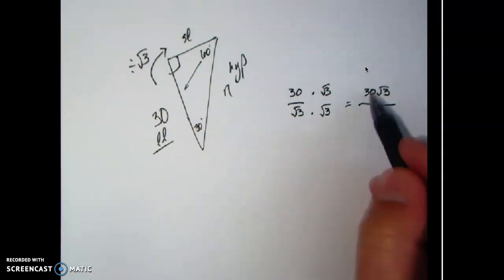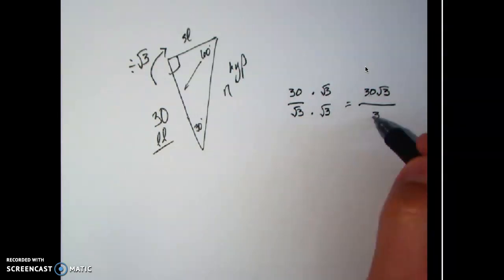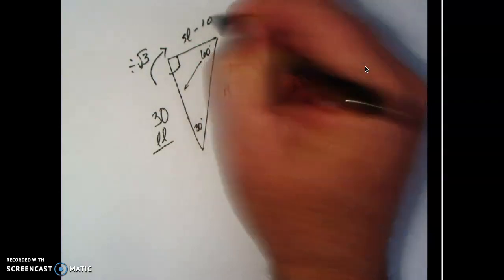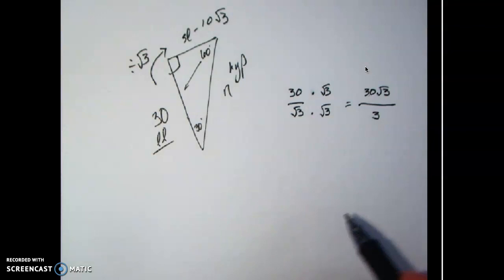Next thing we do then is divide the fraction. That's the 30 and the 3 here. Those can divide. So our short leg, 30 divided by 3, is 10 square root 3. That would be the short leg.